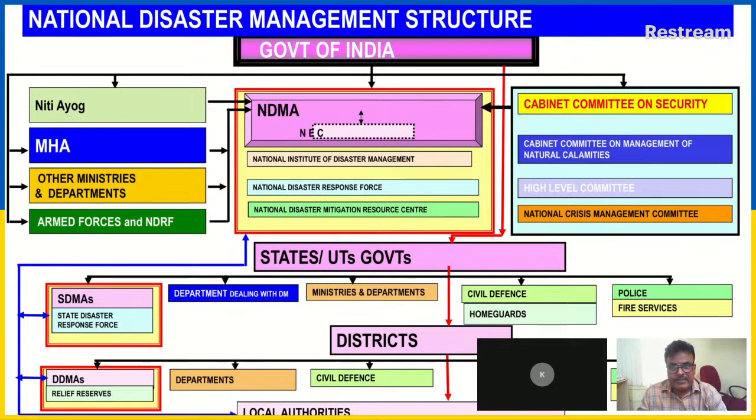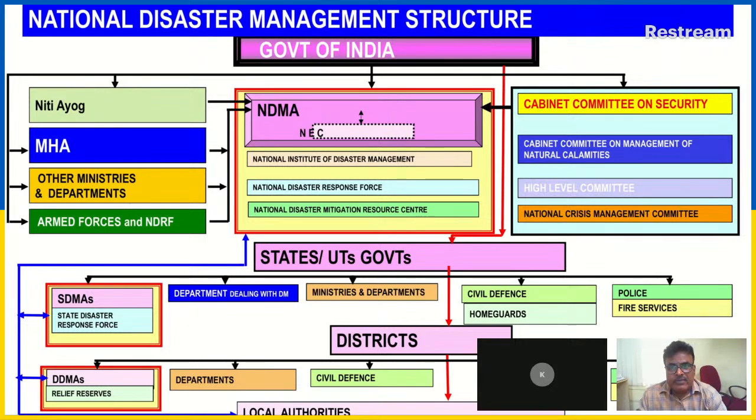So they prepare policies to be given to the states for implementation. They prepare guidelines for every type of disaster to be implemented by the state governments. They prepare handbooks, research, policies, guidelines, legal framework, etc., to be implemented by the state governments. This is the major function of the National Disaster Management Authority.